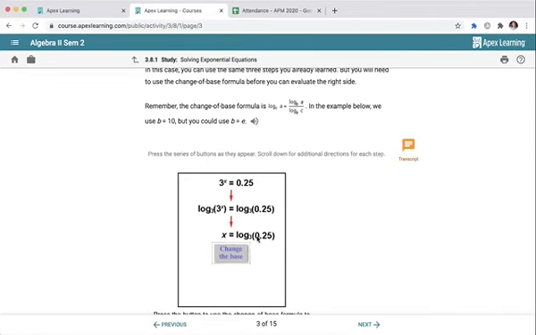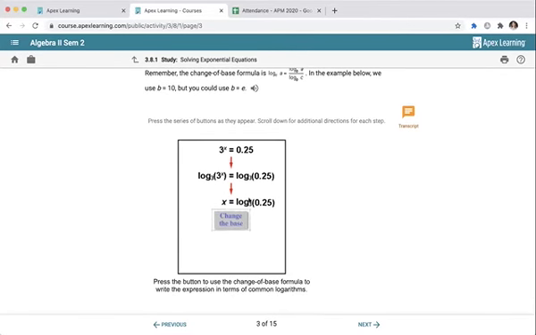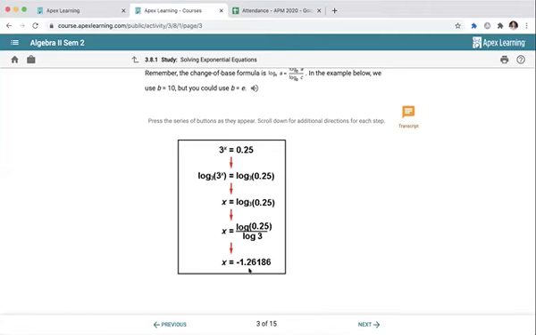This is where we don't know how to plug this into our calculator. We can't plug in log base 3 of 0.25. So what we can do here is use our change of base formula. We write this as log base either 10 or base e, it doesn't matter as long as you're consistent. You'd write this as log base 10 of 0.25 over log base 10 of 3. Then, since they're in log base 10 form, we can plug both of these expressions into our calculator and actually solve for a value here.